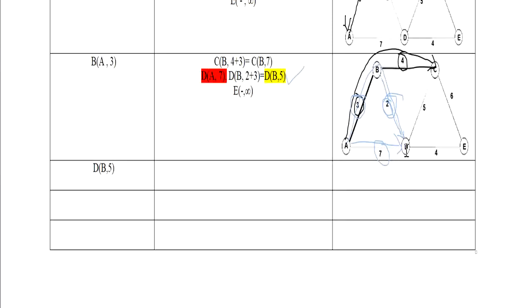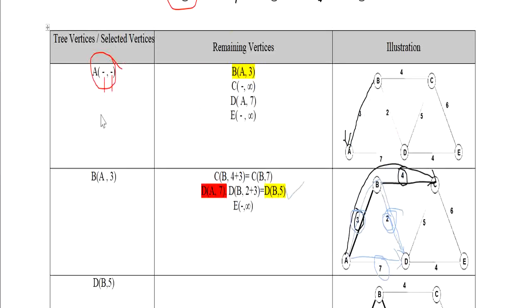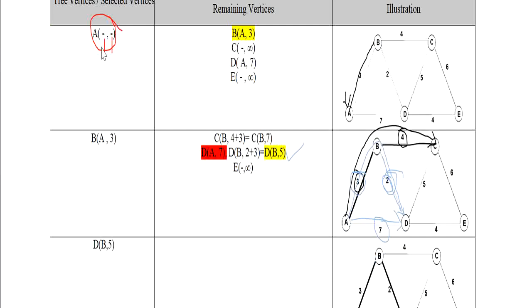I have chosen the edge D to B, so I have to plot this edge. I have plotted the B to D edge which is selected. So from these three selected vertices, I am going to get the visited vertex and their weight.